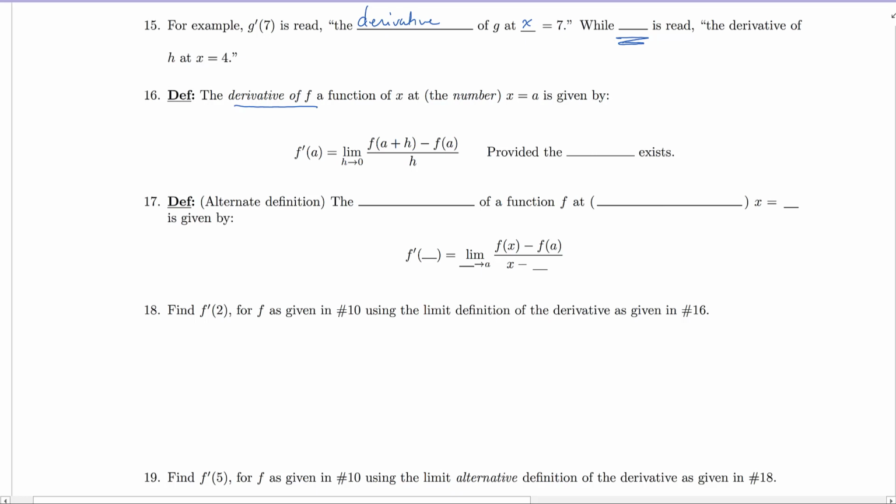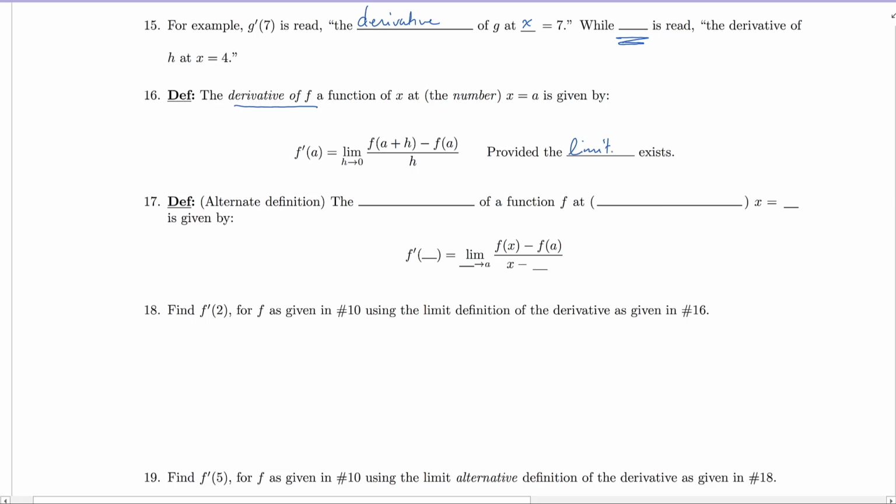Well, we can't always calculate a limit. Not every function will be able to calculate this limit for. So we have to add the caveat that this only works provided the limit exists.